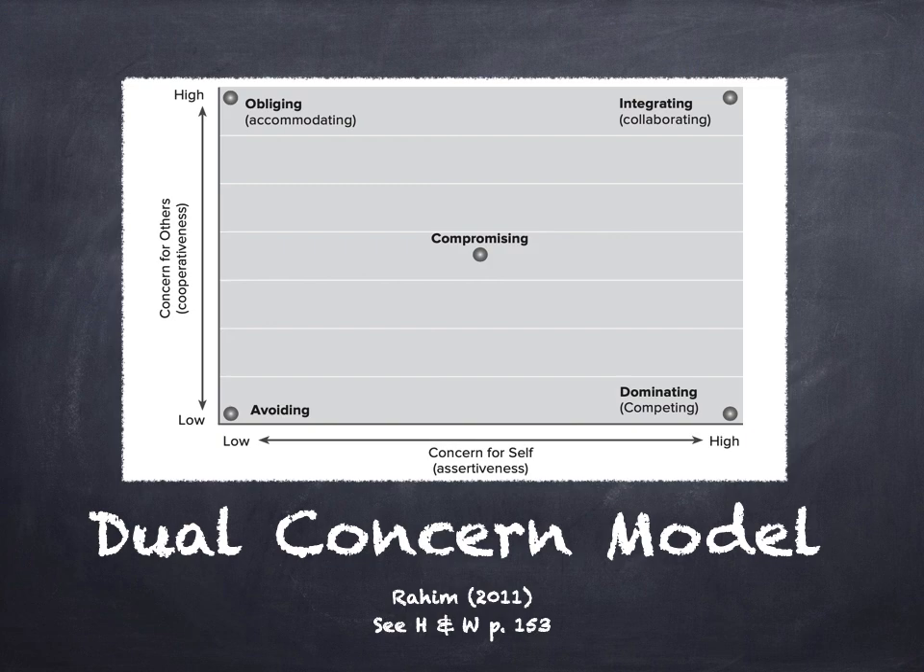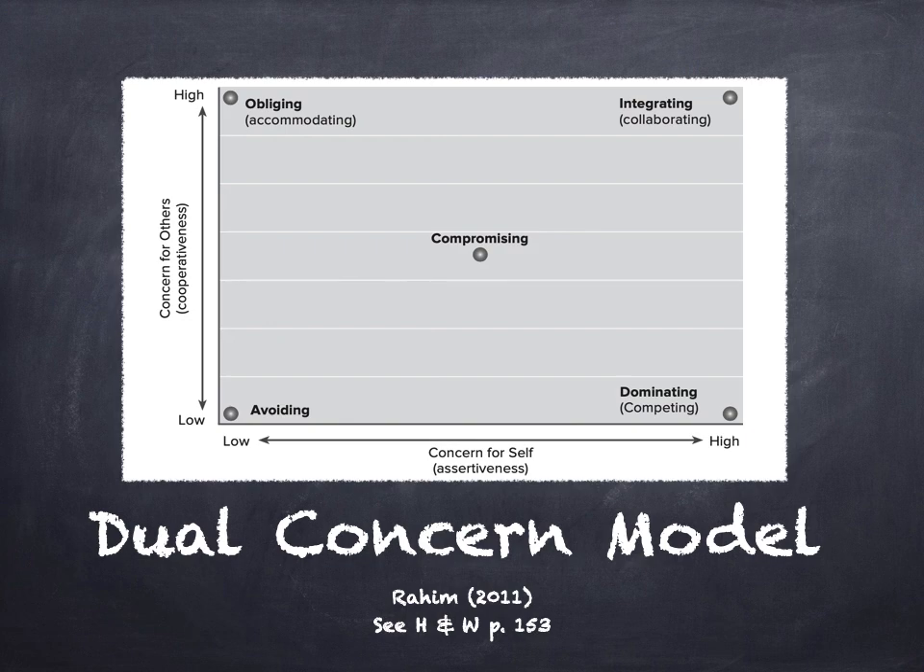Dominating, of course, on the bottom right-hand side is going to be high in assertiveness because your goal is to win, right? That's what you want to do. You want to win that conflict. Therefore, your concern for others is low, almost non-existent at all, unless you really enjoy the kind of play that can happen in competitiveness or dominating.